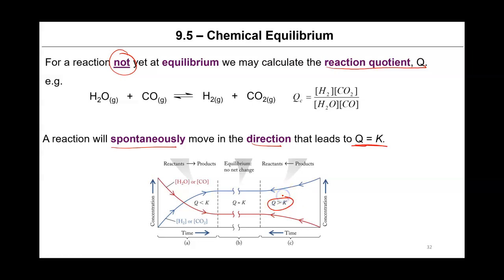Importantly, if Q is bigger than K, products will be turned into reactants. That is, we say the equilibrium shifts left. If Q is less than K, then reactants will spontaneously be turned into products. That is, the equilibrium shifts right. Of course, when Q equals K, we are at equilibrium, the concentrations will not change, and the reaction shifts neither to the left nor to the right.